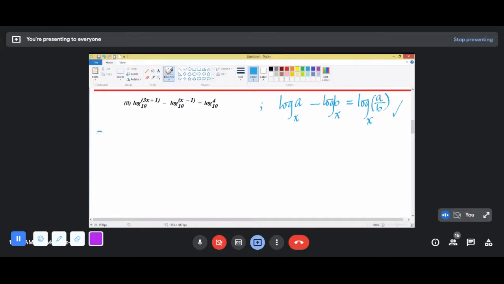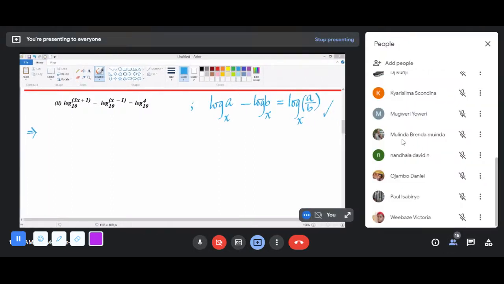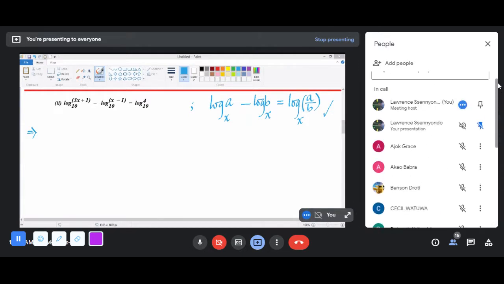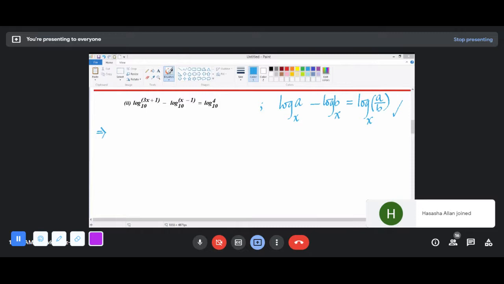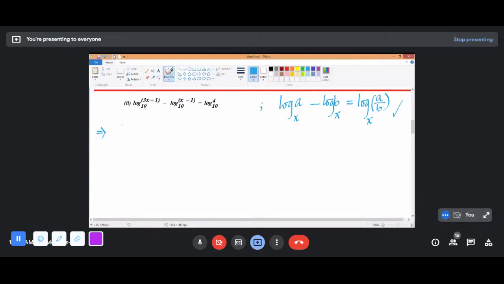So that means this side, what should we write on our first step? Can I have anyone to submit? Feel free to switch on your mic. Log of 3x plus 1 divided by x minus 1 base 10 equals the log of 4 base 10.